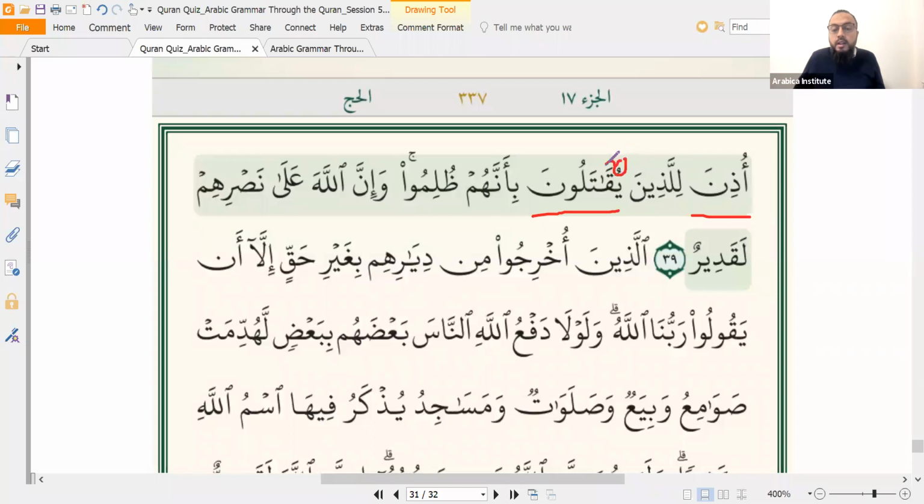يقا. So it's قاتل يقاتل فهو مقاتل. قتل يقاتل. You see? It's passive imperfect. يقاتلون. It was permitted for those who are fought against. بأنهم ظلموا. Because they were oppressed. ظُلِمُوا. So it's got three passives here in quick succession.